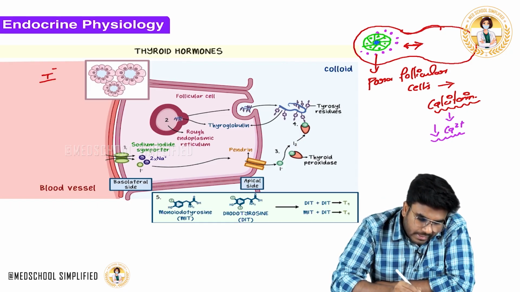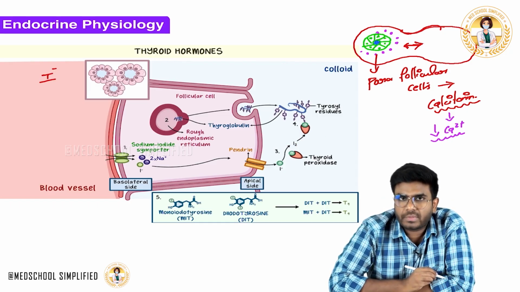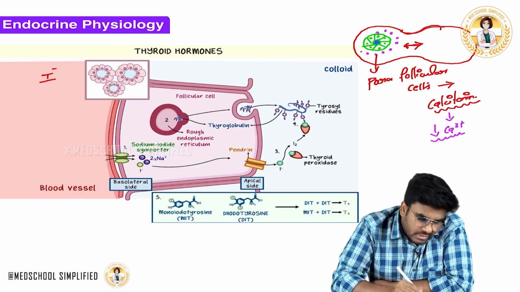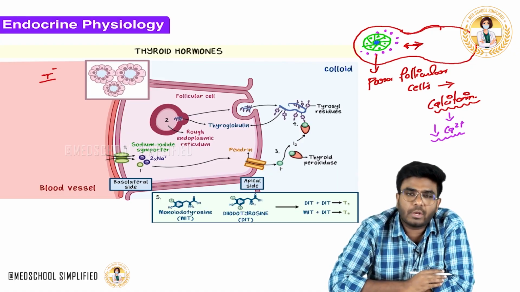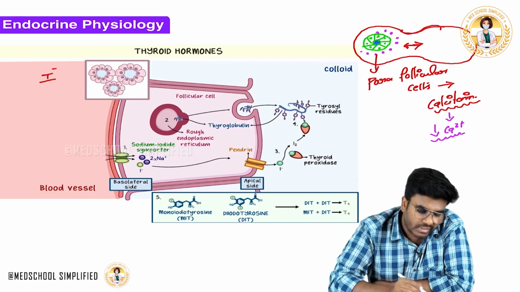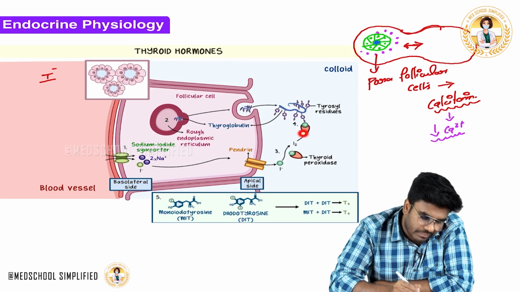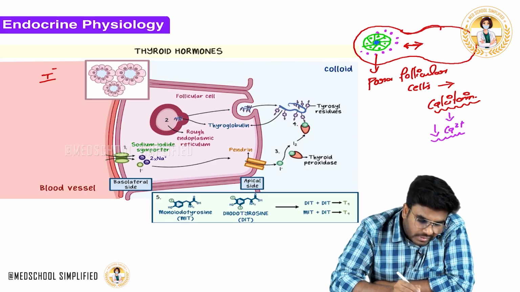Now this iodide has to go and meet our heroine, the thyroglobulin. So say this I2 is going like this, and it is coming and meeting the thyroglobulin. Who is helping that? It is the same molecule, the thyroid peroxidase. The same thyroid peroxidase is taking the iodine, and what is it doing? This iodine is being incorporated onto the tyrosyl residues.